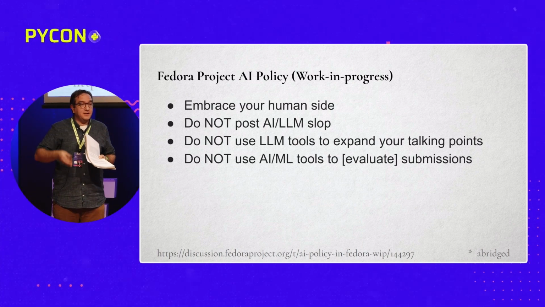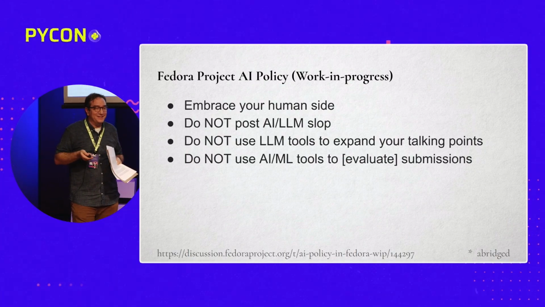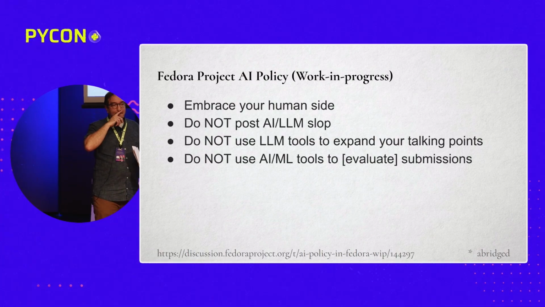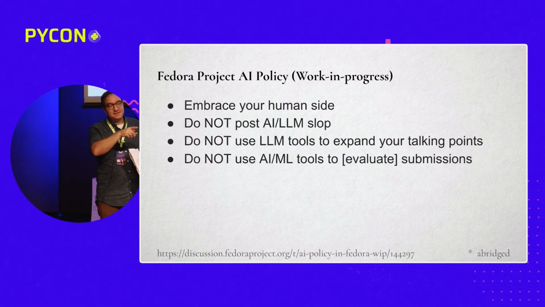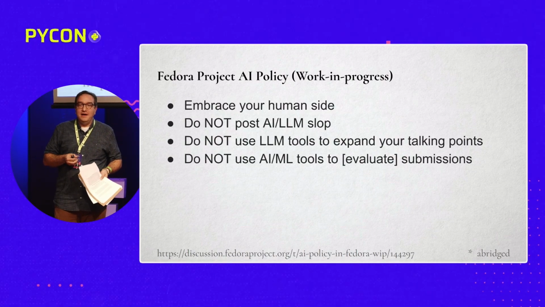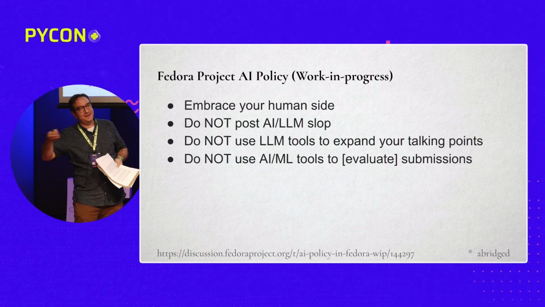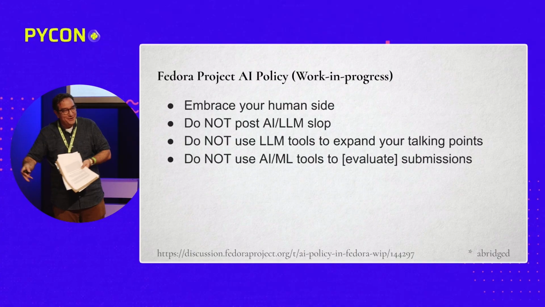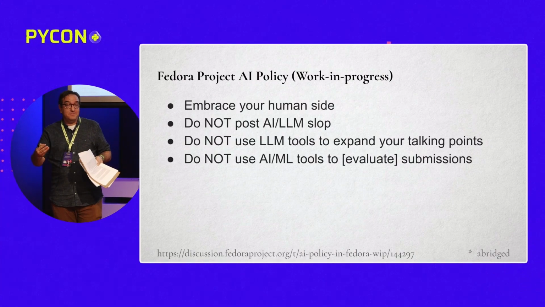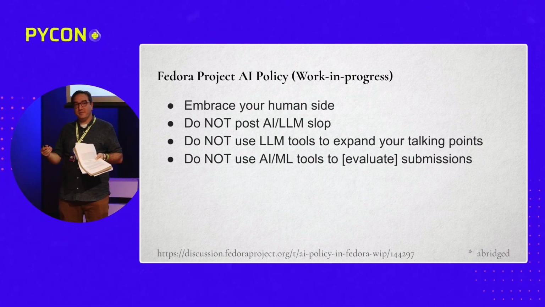Fedora project has a policy. Again, this embrace your human side thing comes up again. I think that's really interesting. They're concerned about just low quality content. This do not use LLM tools to expand your talking points is an interesting one. If you can say something in one sentence, they want you to continue to say it in one sentence and not let the LLM ramble on for you. So I thought that was an interesting one. And then they also evaluate submissions, much like a paper review, and they don't want you using LLMs there because they're concerned about bias.